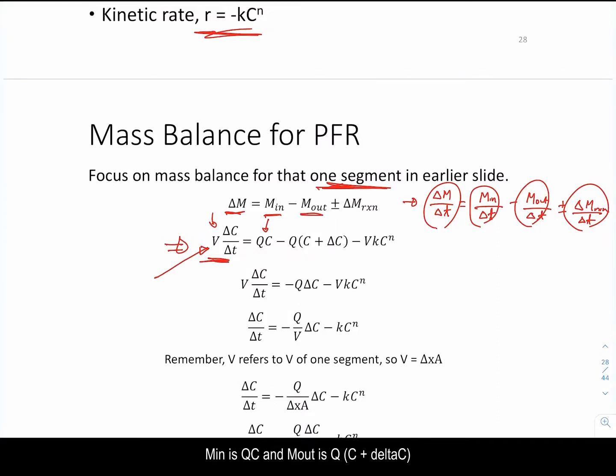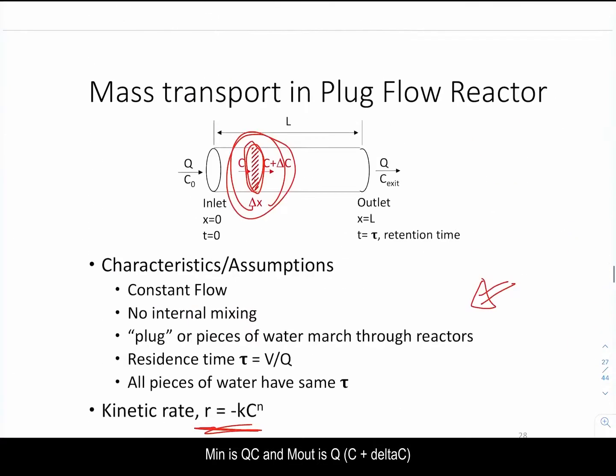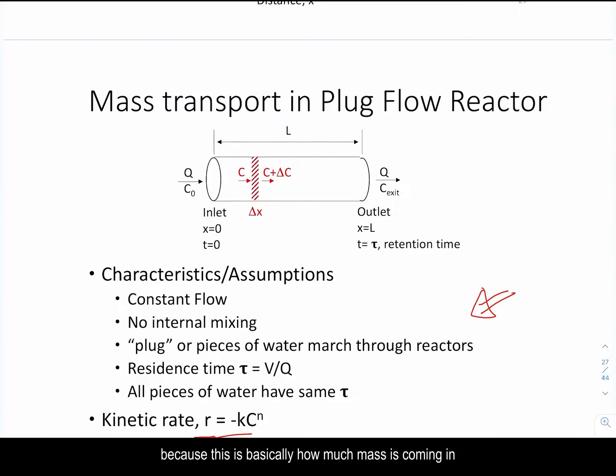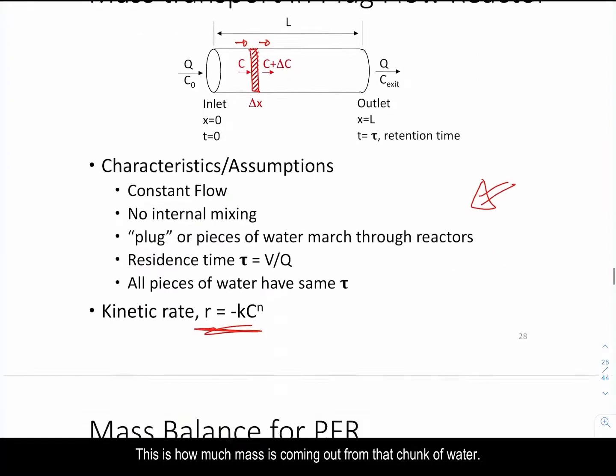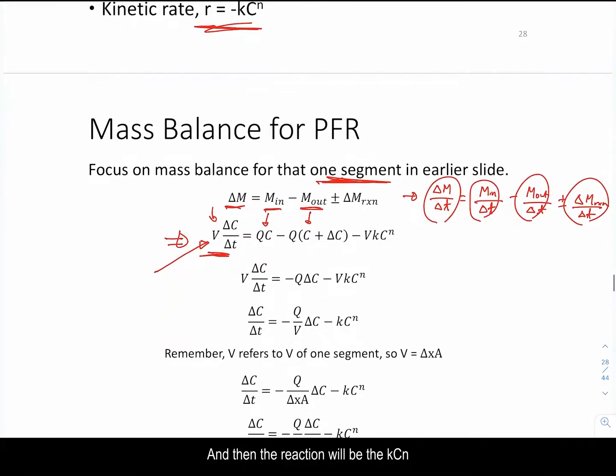and M in is QC, right? And then M out is QC plus delta C, because this is how much mass is coming in and this is how much mass is coming out from that chunk of water. And then the reaction will be KCN, but now we have to put it in respect to the mass, so we also have to add the volume.